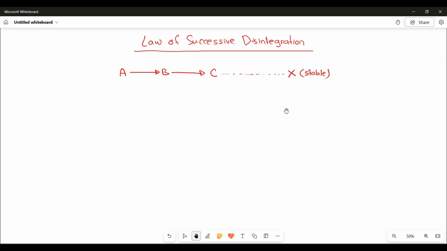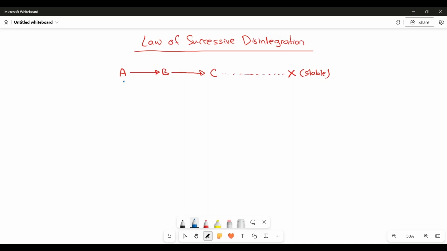Okay, so this topic is about the law of successive disintegration and radioactive equilibrium. Suppose we have an element A that is radioactive and it decays, it emits radiation and keeps emitting, and then it turns into B, and it turns into C, and one day it will turn into X, which is a stable nucleus.